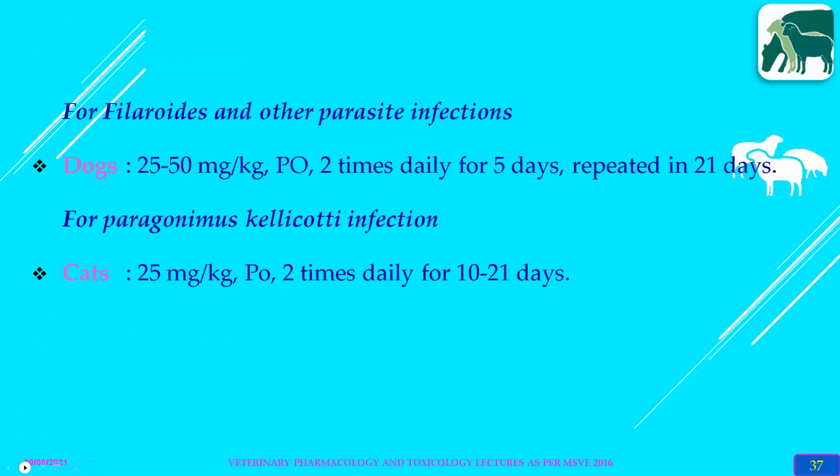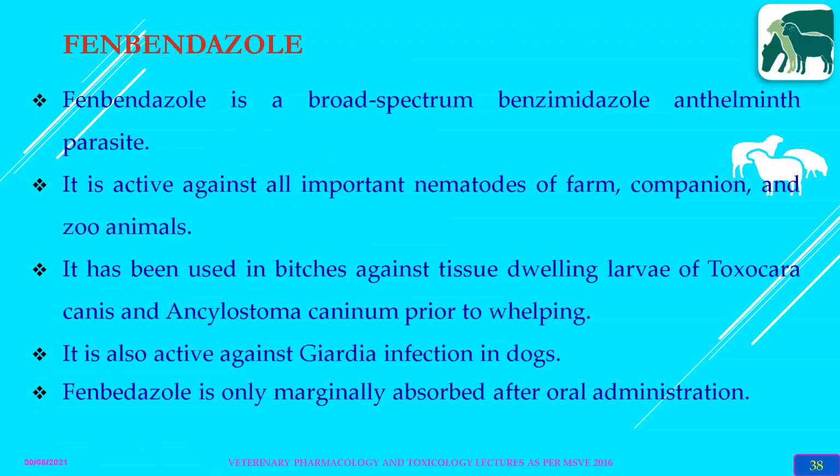You can remember. Fenbendazole is one of the most commonly used benzimidazole drugs in veterinary practice. It is a very broad spectrum benzimidazole, and one of the safest anthelmintics, especially in the benzimidazole group. It is active against almost all the important forms of nematodes, in companion animals, farm animals, zoo animals, horses, etc. It has been used in bitches against tissue-dwelling larvae of Toxocara canis.